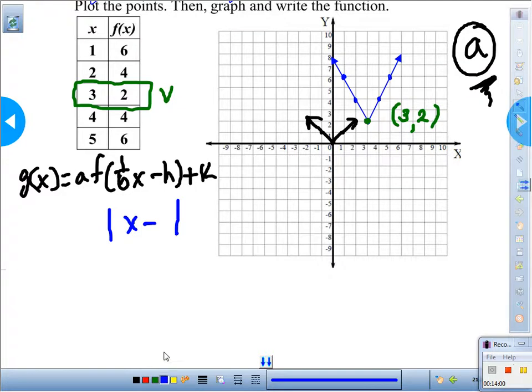Tell your neighbor what goes here and there. Tell your neighbor, please. Daniel, what goes here? 3, and here? Plus 2. Tell your neighbor where I got that from, please, once again. All right, very good. And from there, I bring everything else down equal to a times g of x. Copy that, please, and write it down.